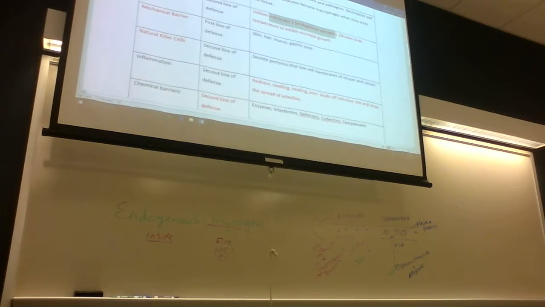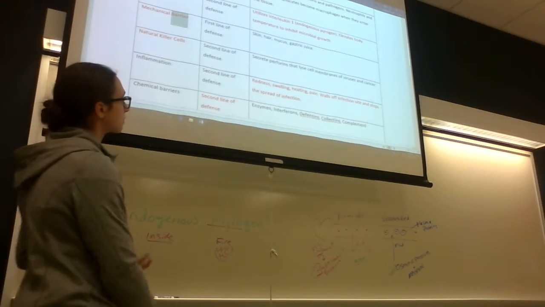Next we have a mechanical barrier. This is the first line of defense. This is the only first line of defense. If you notice in this chart, everything else is a second line of defense. A mechanical barrier is just that. It is a barrier. It is your skin, your hair, your mucus, and your gastric juice.